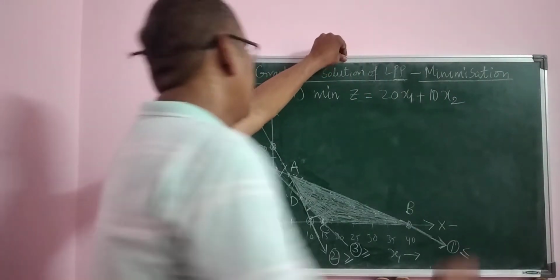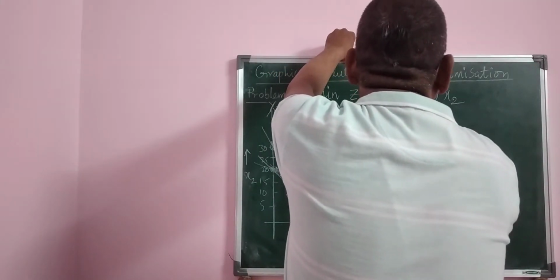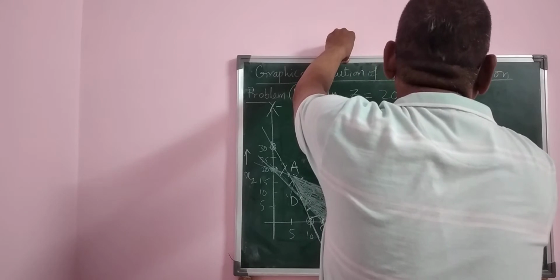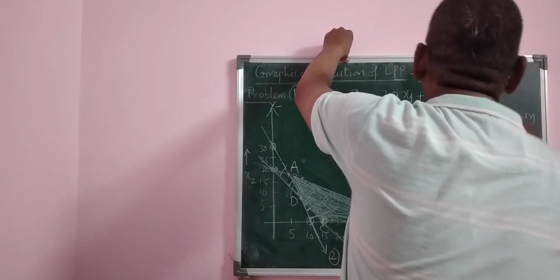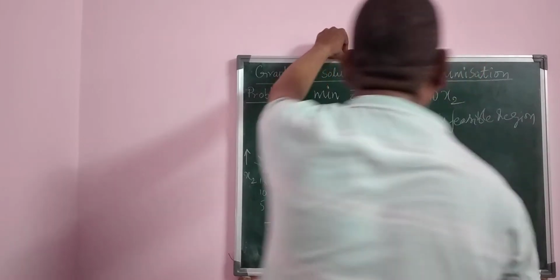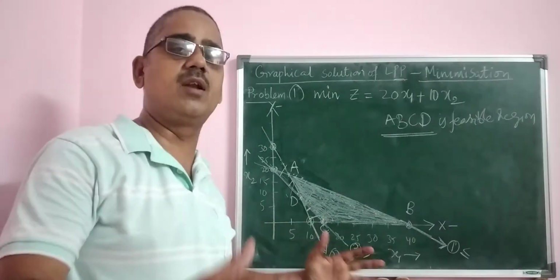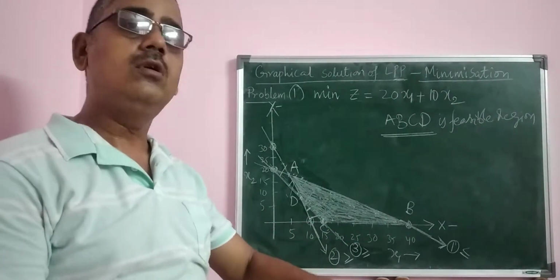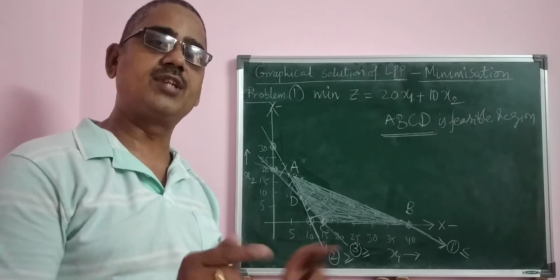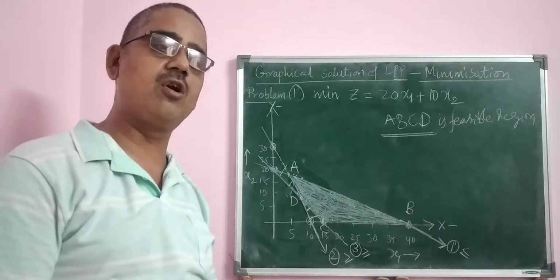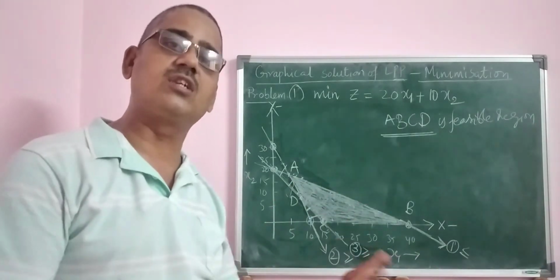Now I am writing, first of all, that A, B, C, D is the feasible region. This is the first point we have to make. You have to make it clear that the feasible region is A, B, C, D. Obviously the corner points, the extreme points, are A, B, C, D. Now you have to find the values of A, B, C, D. That is our first target.